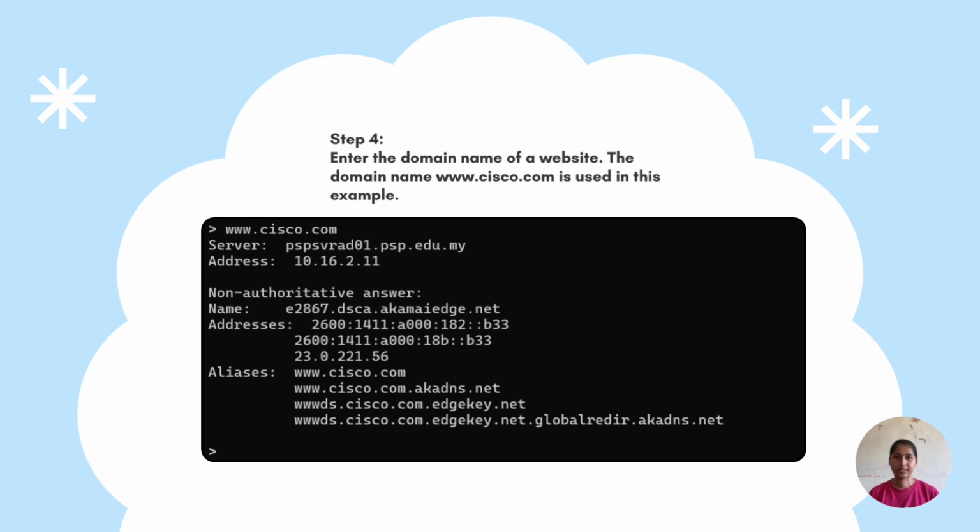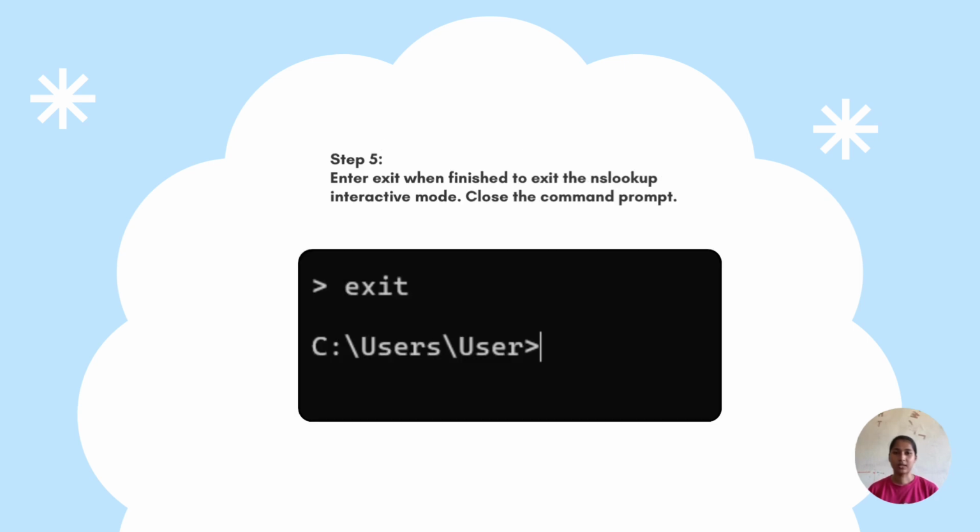Our default DNS server was pspsvrad01.psp.edu.my. We then queried www.cisco.com. The server returned a non-authoritative answer with an IP address and an alias record. Step number 5, we exited nslookup and closed the command prompt, then stopped the packet capture. This will give us a clean set of DNS packets to analyze.